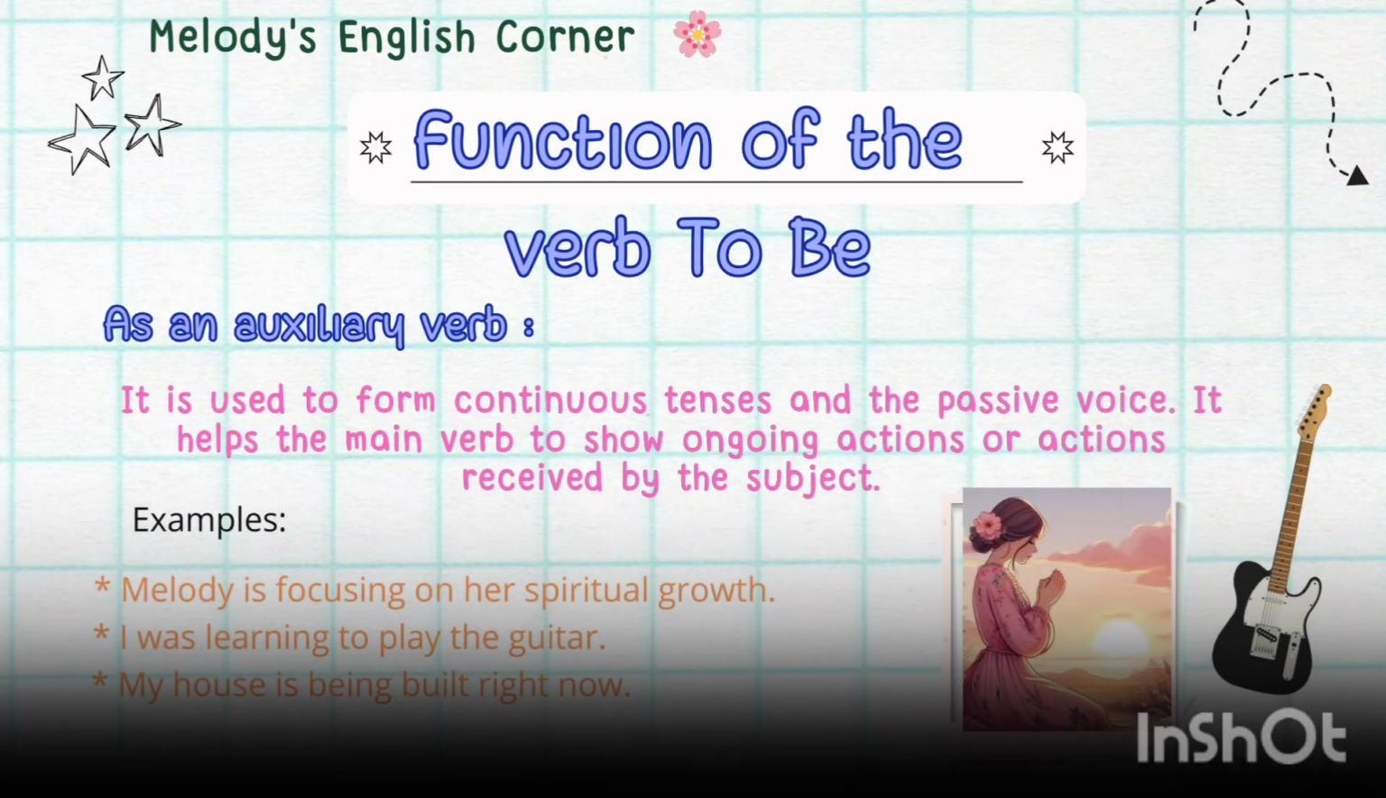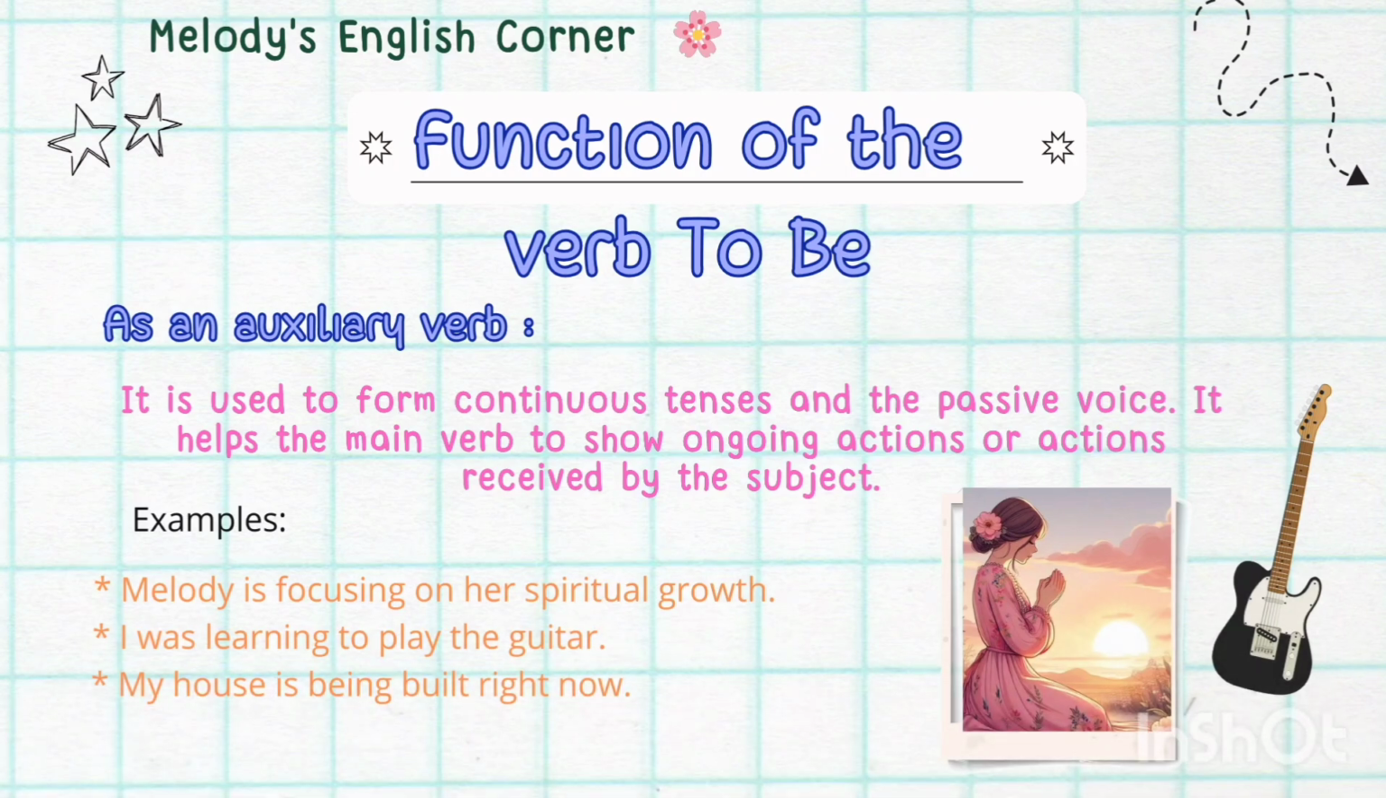Now let's talk about to be as an auxiliary verb. It is used to form continuous tenses and the passive voice. It helps the main verb to show ongoing action or actions received by the subjects. For examples, Melody is focusing on her spiritual growth. Is is an auxiliary verb. Focusing is a main verb.